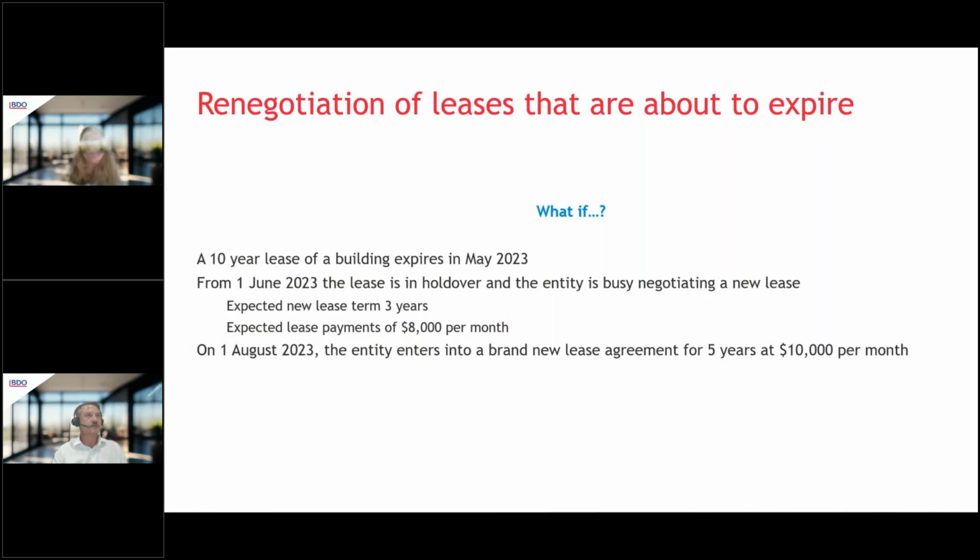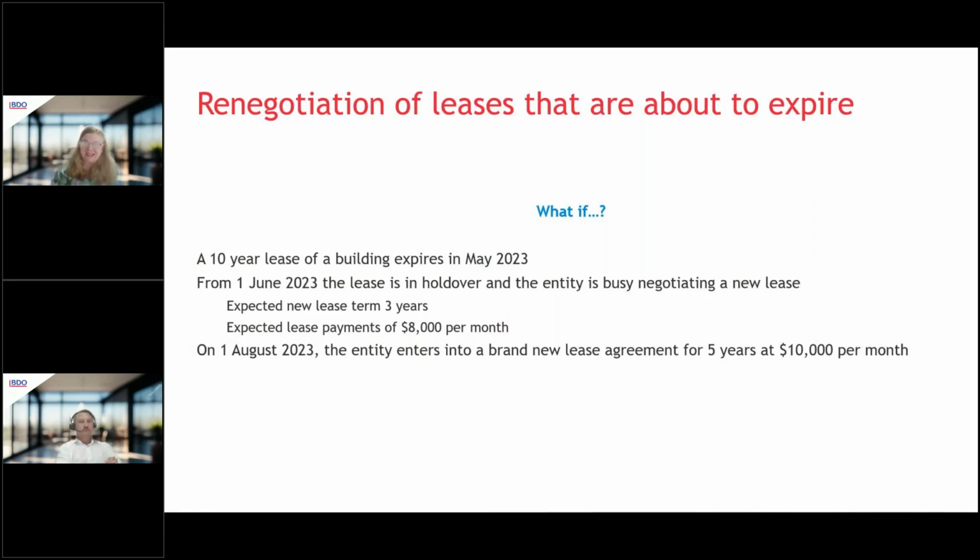And then from 1 June that year, that lease is on holdover and the entity is now renegotiating a new lease. Now, they are expecting to have a new lease term for 3 years. They're expecting that the payments will be 8,000 a month. And maybe that is because the previous lease term was 3 years, and maybe they previously paid around 8,000 per month. So this is what they're trying to renegotiate. And then only on the 1st of August do they finally enter into the new lease. Unfortunately, it's a lot more per month, 10,000 per month, and it's for 5 years.